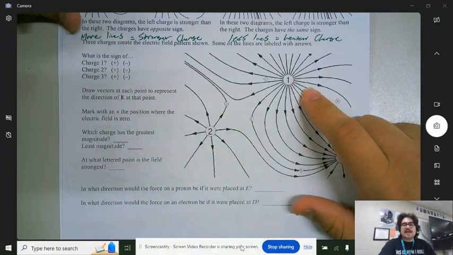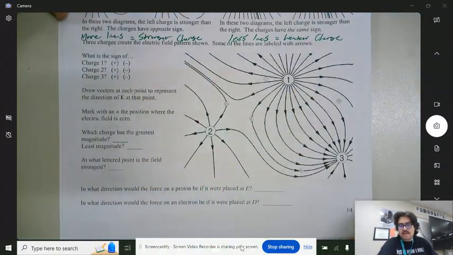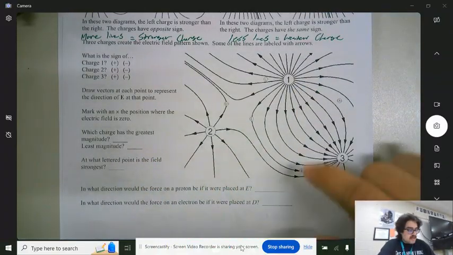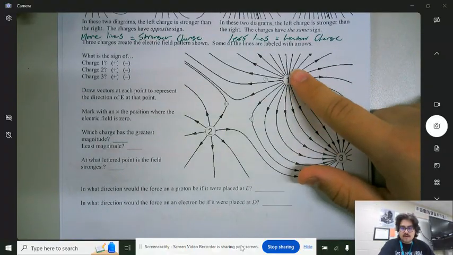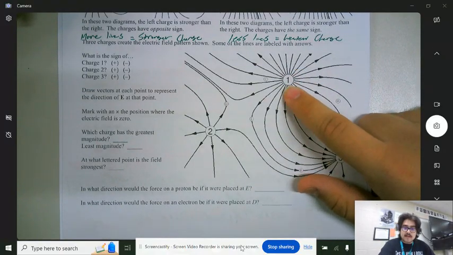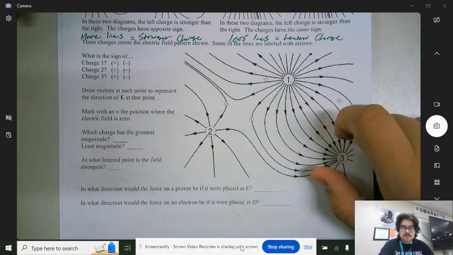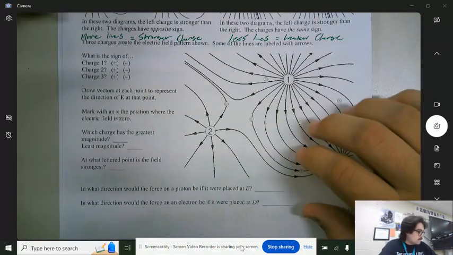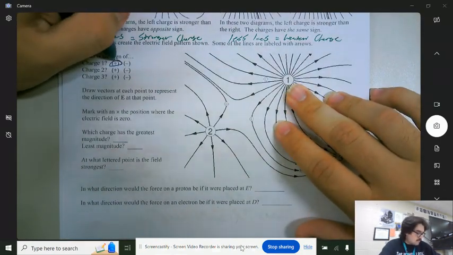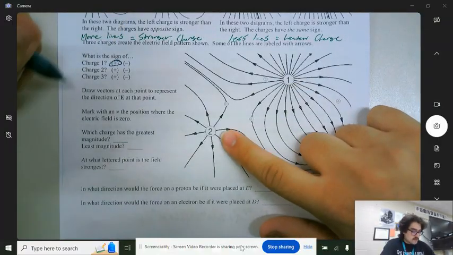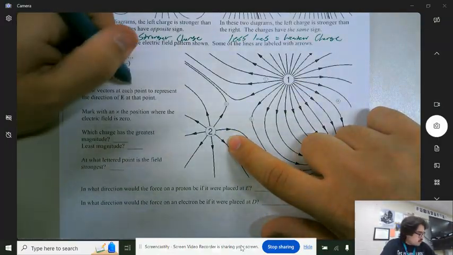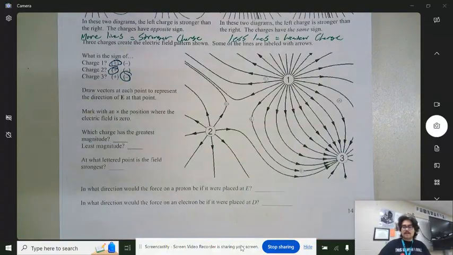We can identify the sign of each of the charges based on how the electric field lines orient themselves. If the arrows are pointing away from the charge, then it's a positive charge. If the arrows are pointing towards it, it's a negative charge, okay? So charge 1 would have to be positive, okay? Charge 2 is also positive because the arrows are pointing away from it. Charge 3 is negative, okay? The E field lines always leave positive charges and enter negative charges, okay?